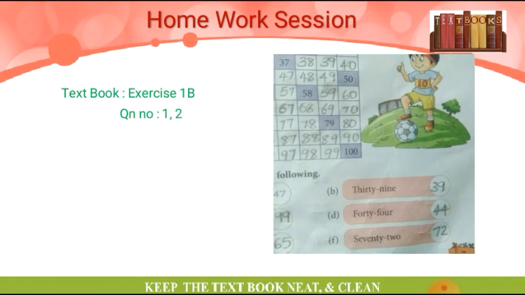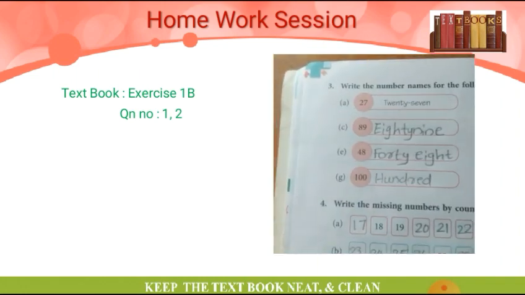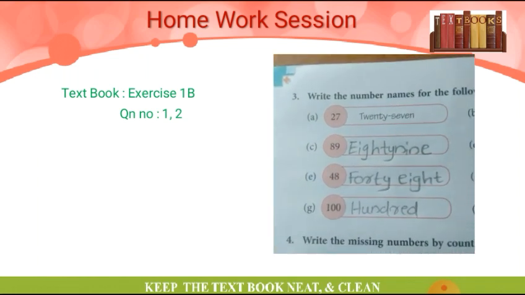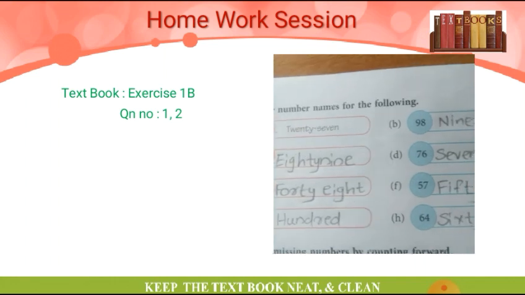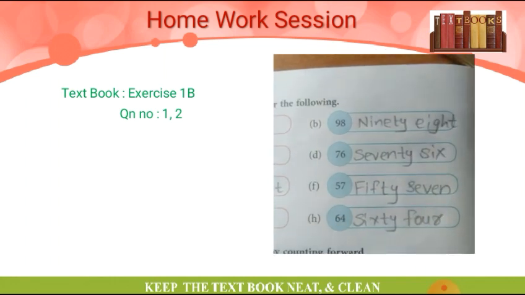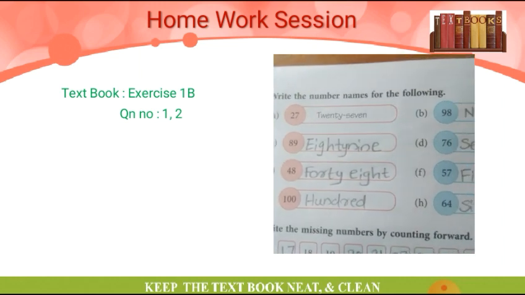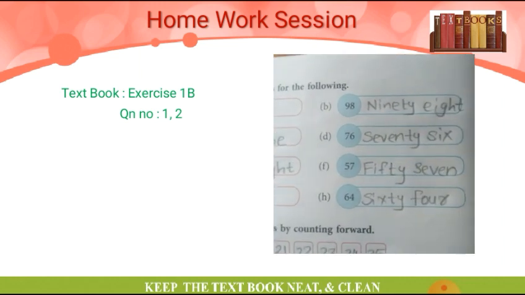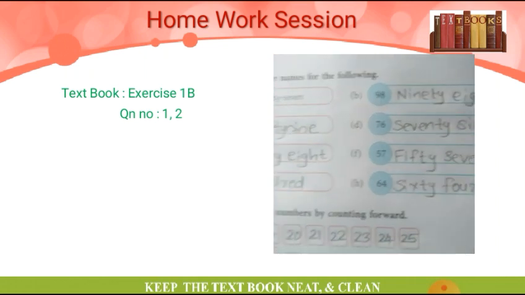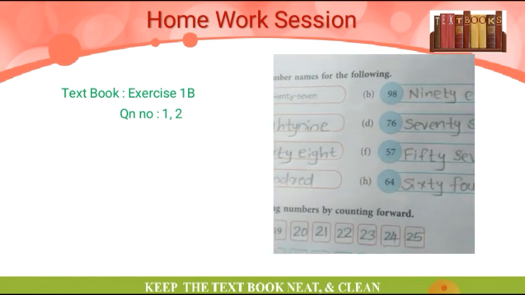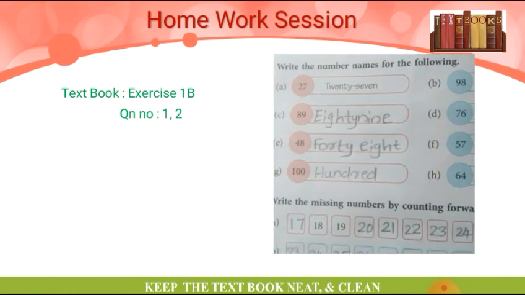Then our next question, write the number names for the following. Then 27 is given, then 98 is written. Okay, then 89 spelling, then 76 spelling. Okay, then 48, 57, 100, 64. So you look here and write the answers correctly.